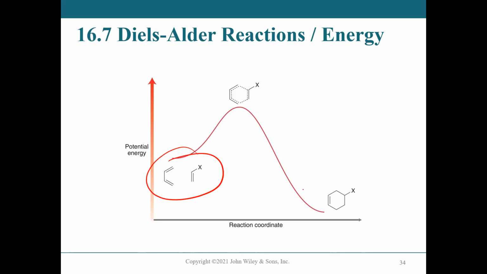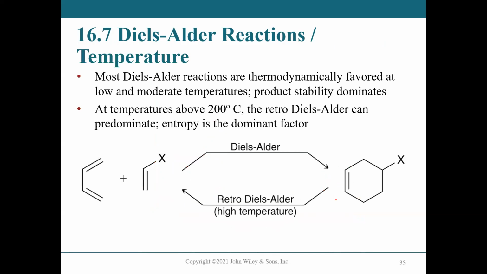So we can see our starting materials. Here's our ending materials. We can see that the ending materials are more stable, so therefore this reaction should proceed with a little bit of energy. But if we get it too hot, we're going to go back. Then we'll have bond breaking. So here we form.